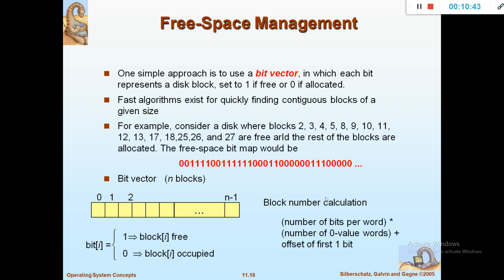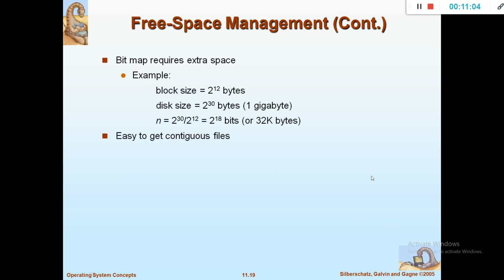So now, how to calculate the block numbers here? Block number calculation is equal to the number of bits per word times the number of zero-value words, plus the offset of the first 1 bit. This is the formula we use for free space management using the bit vector. So once you've got it, free space management.